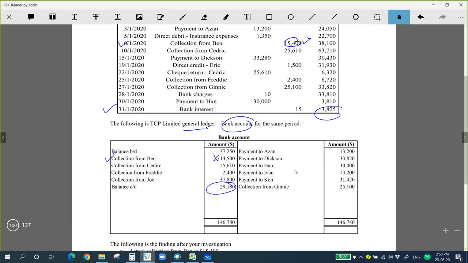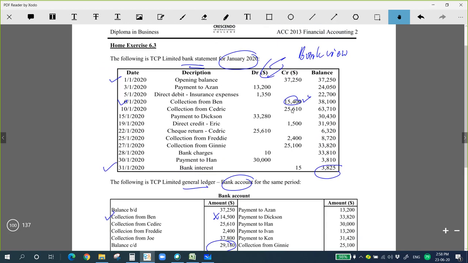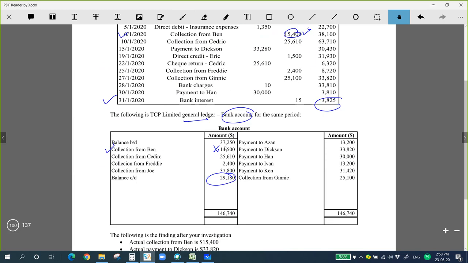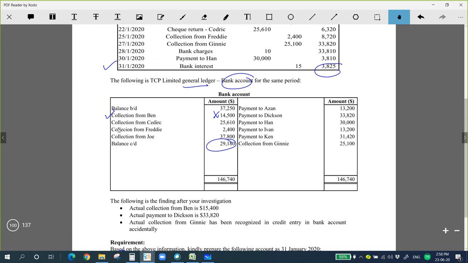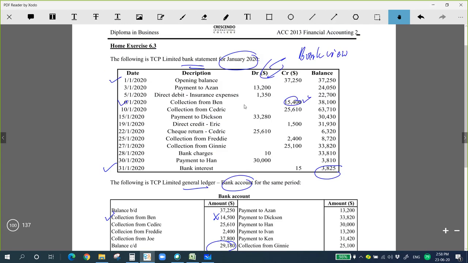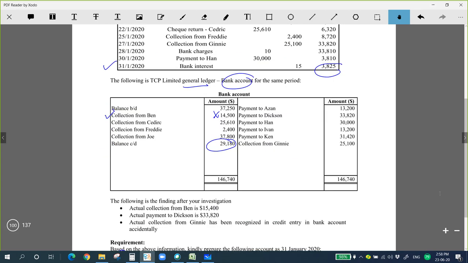So for this entry, if the bank statement is correct but the ledger is wrong, I have to adjust in the ledger or bank reconciliation statement. The error is recorded in the ledger, so I have to adjust this entry in the ledger. Yes, your answer is correct, because the error is in the ledger, right? So we will adjust this error in the ledger, the revised bank account ledger.